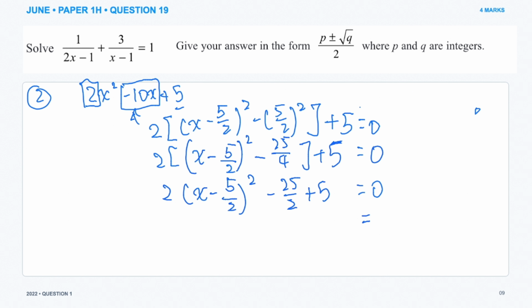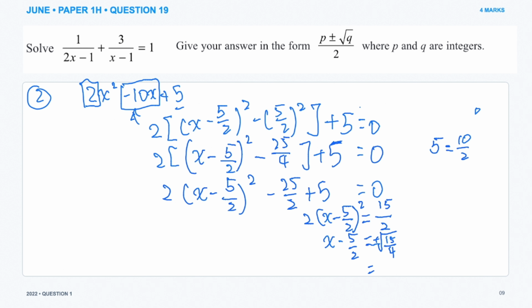Next, we're going to move this, because 5 is equal to 10 over 2. This part's going to be 15 over 2. Now it's just a simple find the x. So we're going to move 2 over there and square root it to get add or minus 15 over 4, because we are using a square root. So it has to be positive or negative. That's equal to x minus 5 over 2.